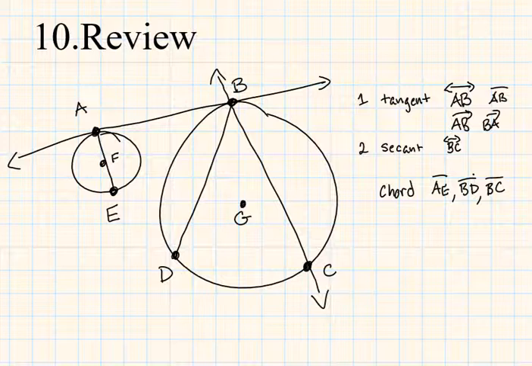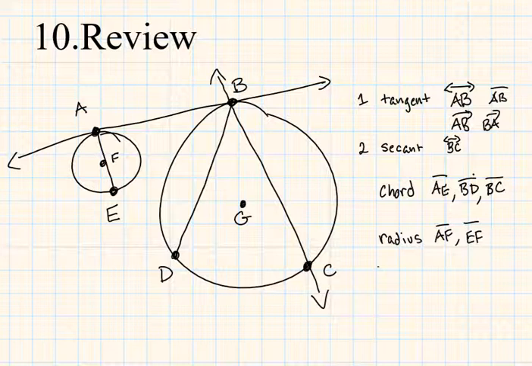We should be able to also identify a radius. Looks like we have two, AF and EF. A diameter is going to be AE.